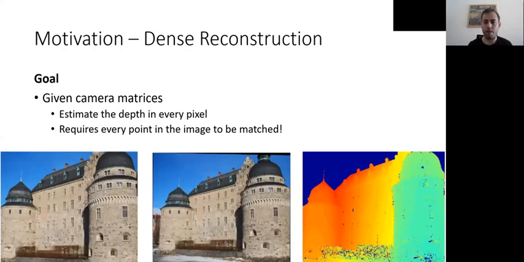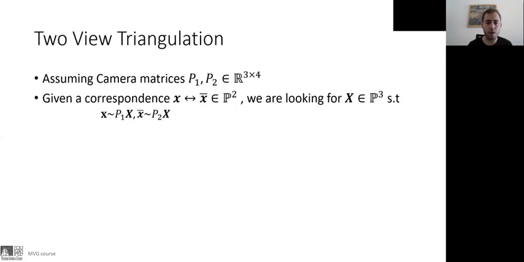Okay, so the motivation for today's lecture is to get dense reconstruction. So the goal is that if we have two camera matrices, we want to have the depth for every pixel in the image. And that actually requires every point in the image to be matched, not like what we had before. So the setup is that we have two cameras for today's lecture, P1 and P2.